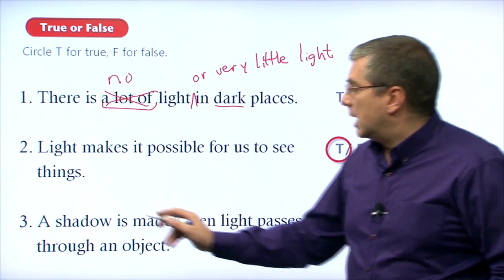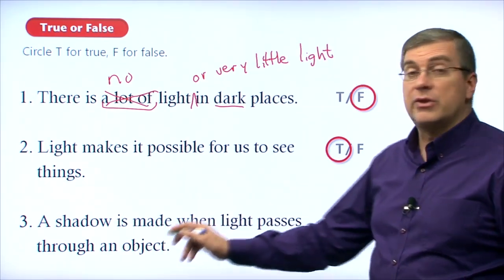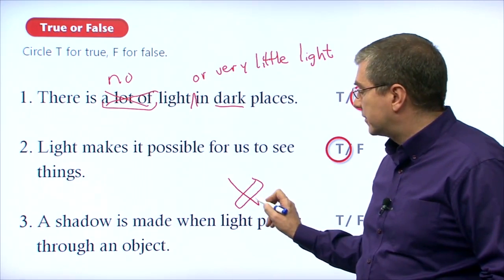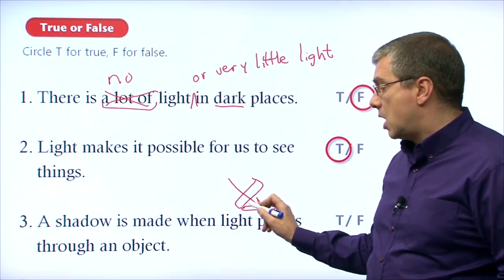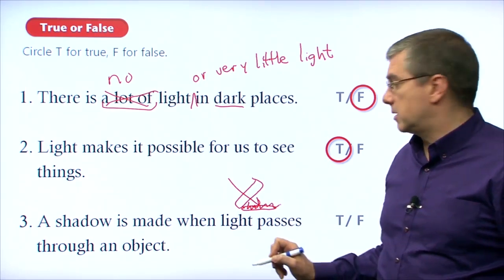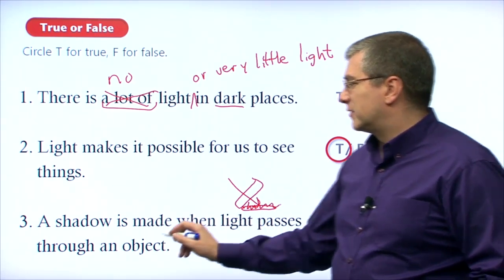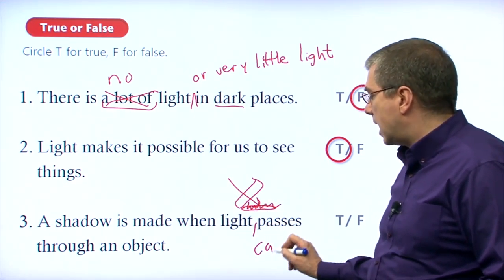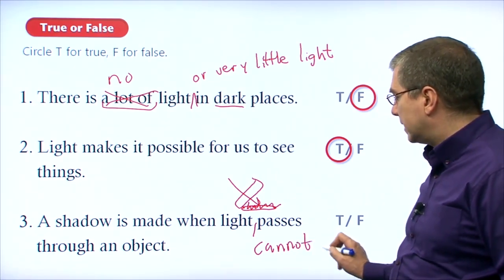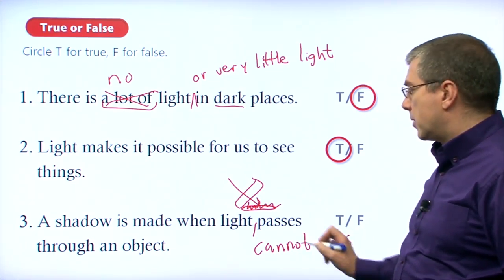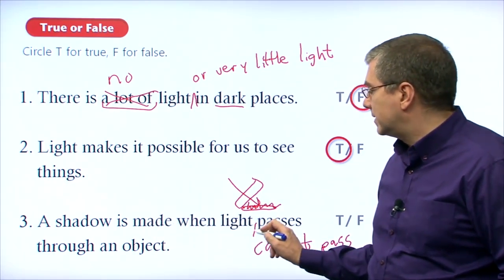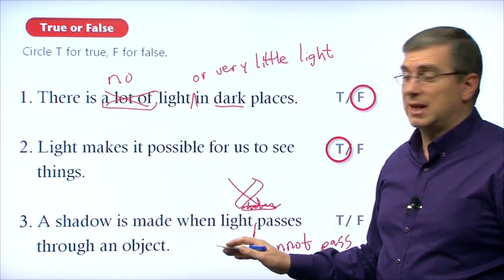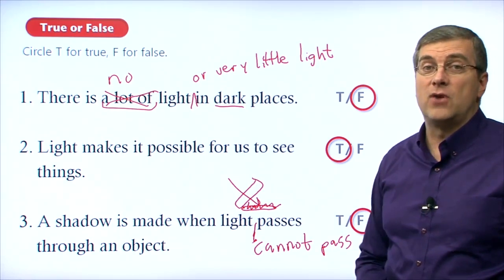Number three. A shadow is made when light passes through an object. So if we have an object here, right, and light can pass through it, is there a shadow? No, there's no shadow because light can pass right through it. So a shadow is made when light passes through an object. That's not true. A shadow is made when light cannot pass through an object. We have to change the sentence to make it true. So, of course, this sentence is false.